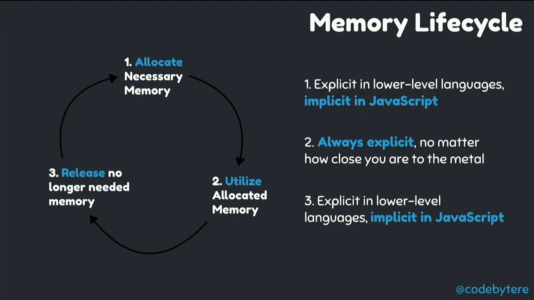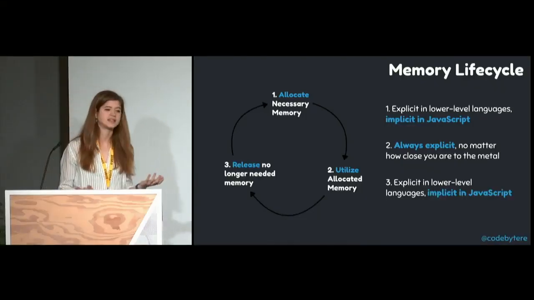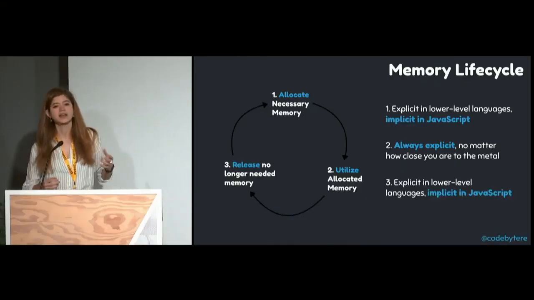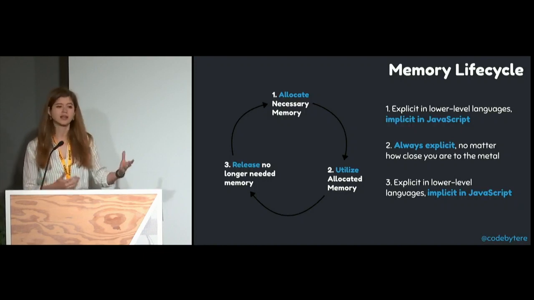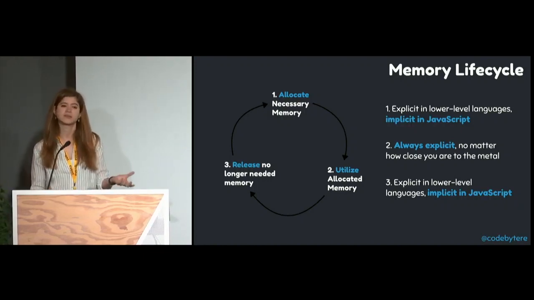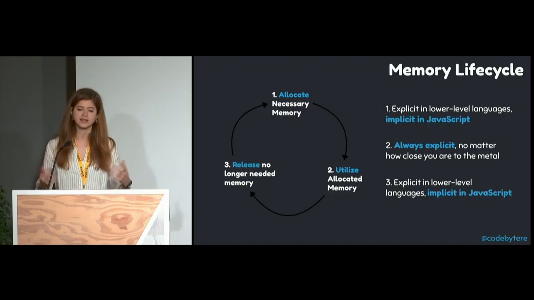Then, in the second stage, we're going to use the memory that we just allocated. This can't really be done implicitly, as it's what comprises the bulk of a given program. If this part was implicit, we just wouldn't have code. And then finally, once we've used the memory that we've allocated to fulfill its purpose, we then deallocate it. This is again explicit in lower-level languages like C, where we'd call something like free, and then implicit in JavaScript.